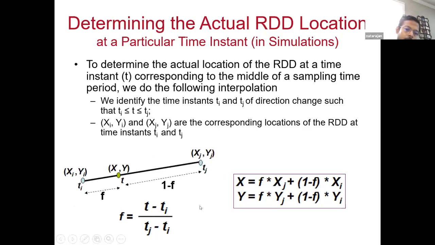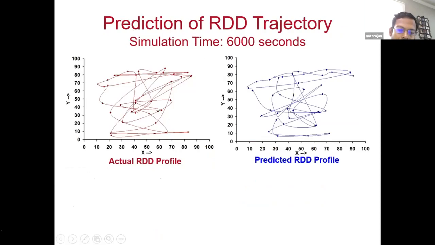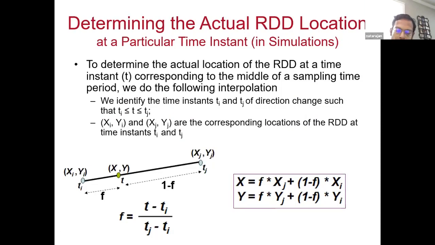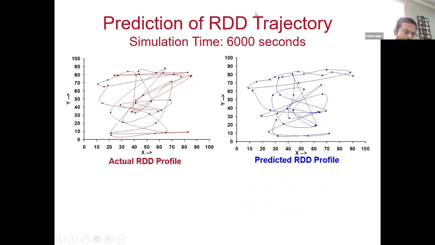So 1 minus f is going to be the other side. And then we can say the x coordinate is f times the opposite coordinate xj plus (1 minus f) times the opposite coordinate xi. So this is simple analytical geometry math. Then again, likewise, the y coordinate is f times yj plus (1 minus f) times yi. And that way we can say the RDD was at that particular location at the time unit t.